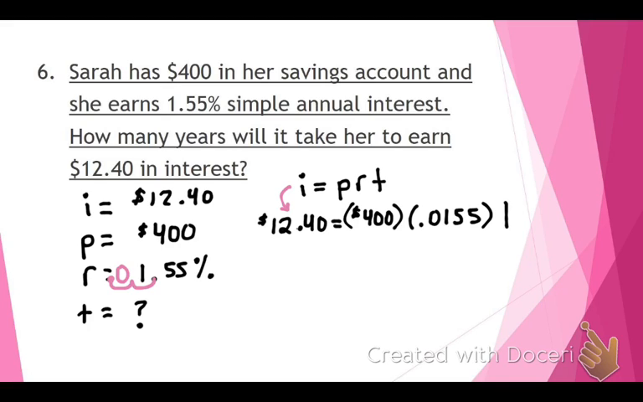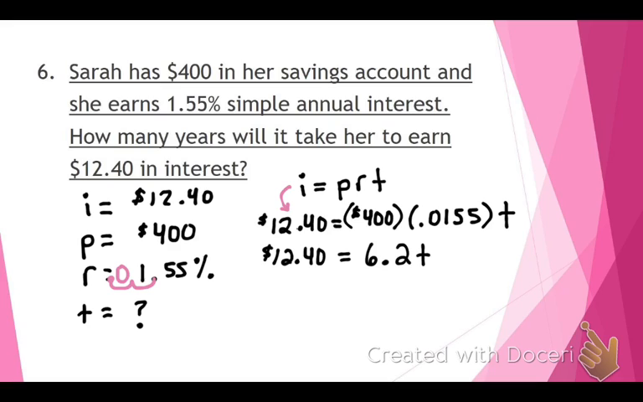Okay, and do I know my time yet? No. Not yet, so just stick a T. Keep those same variables there because that'll help me remember I'm looking for time when I find my answer. We always want to do the work that's next to the variable first. So what work do I have to do before I can do anything else? Multiply. Multiply what? 400 times 0.0155. We've got to do this work first. What is 400 times 0.0155? 6.2. 6.2, and then I'm going to keep my T. Equals, and I'm going to keep this $12.40 over here.